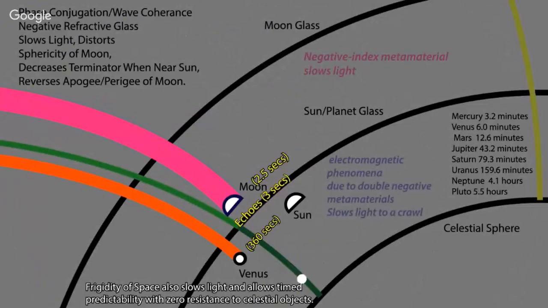Oh, they'll tell you, yeah, because they think light is a constant, right? They'll tell you that Mercury is 3.2 minutes away when they beam a radar signal up into the cosmos and it returns back to Earth. And they say that Venus is 6 minutes away, Mars is 12.6 minutes away, Jupiter 43.2, Saturn 79.3, Uranus 159.6, Neptune 4.1, and Pluto 5.5. Well, basically what's happening is as the light gets closer toward the celestial sphere, it's dramatically decreasing.